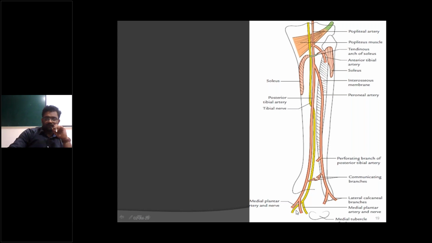After entering the sole of the foot, it divides into the medial and lateral plantar nerves. These are the terminal branches of the tibial nerve. So what are the terminal branches of the tibial nerve? Medial and lateral plantar nerves. From the examination point of view, the nerves present in the sole of the foot are the medial and lateral plantar nerves. These are branches of the tibial nerve, right?